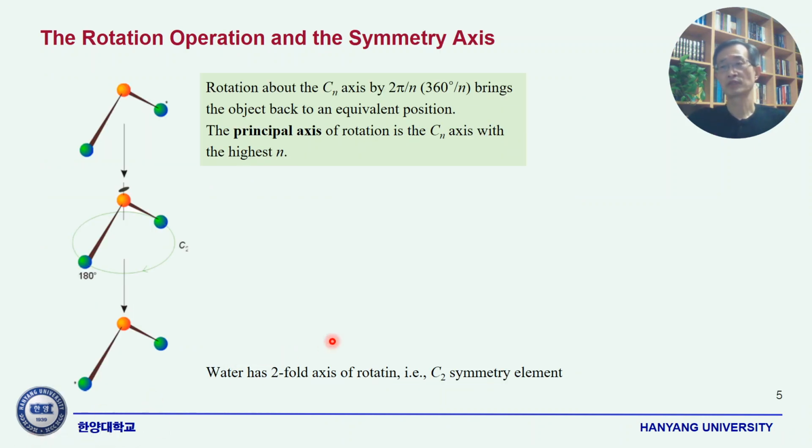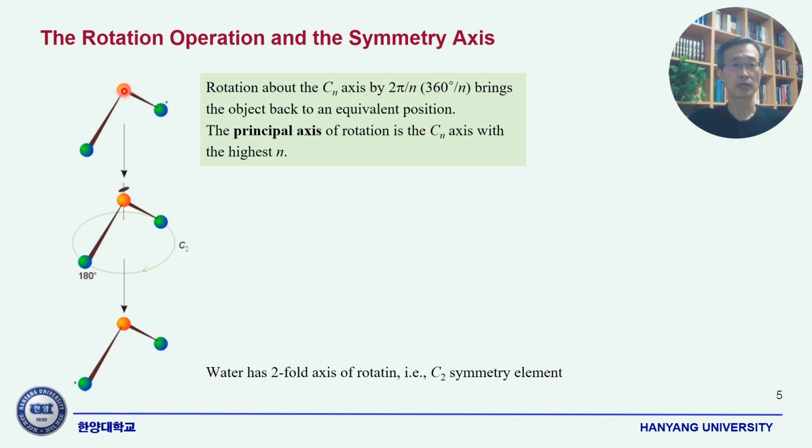Okay, so we'll just look closely at how the rotation symmetry element or operation works here. There is a small dot here. Cn, in this case, we are describing C2 rotation. So C2 means that n is 2, so 360 divided by 2, which is 180 degrees or pi. So this is a kind of water molecule.